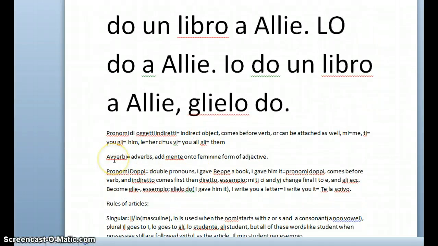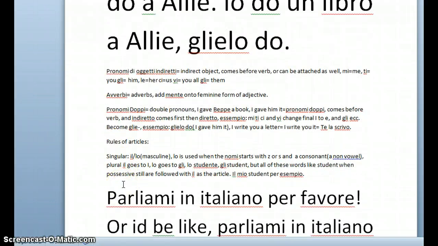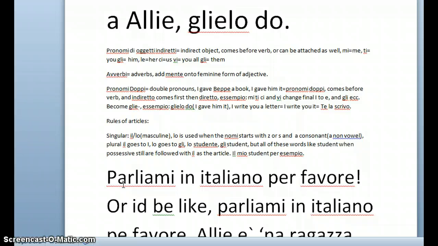Avverbi, adverbs. You add mente onto the feminine form of the adjective. Generally, I can translate generally to generalmente. Words like these, generale, praticale, I can translate to praticalmente instead of praticamente. Like, it doesn't work. You have to have praticalmente. And then the rule of articles, which you should know by now.